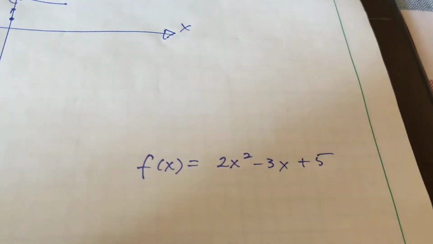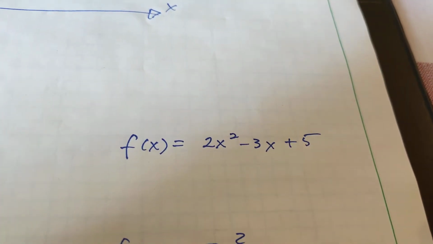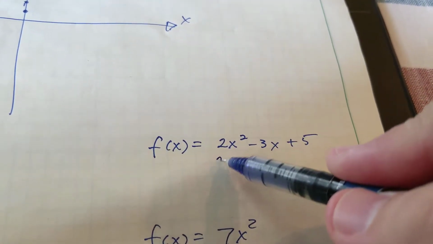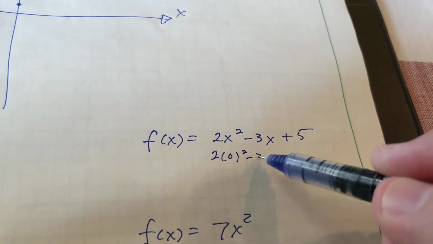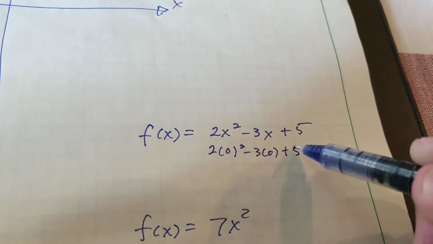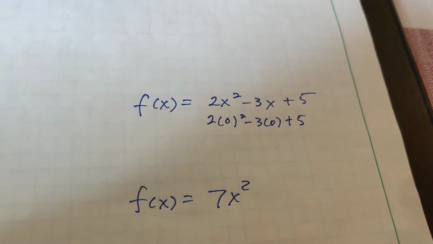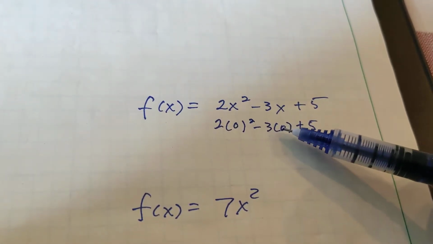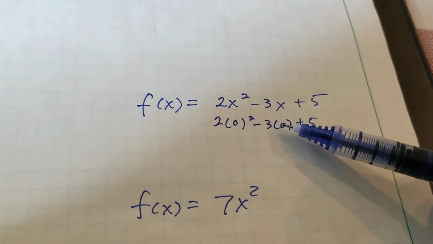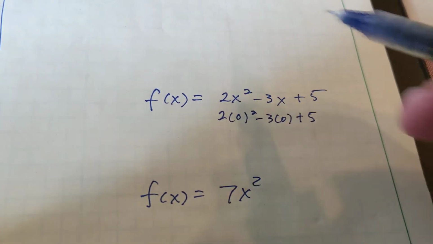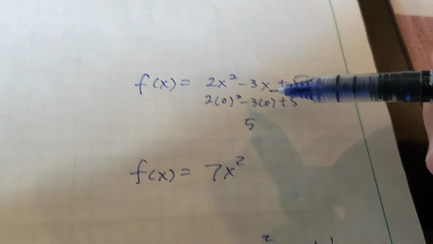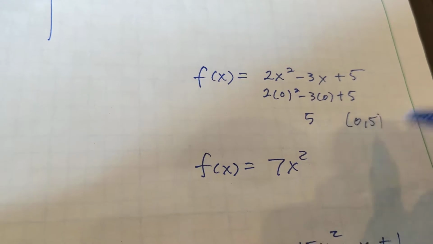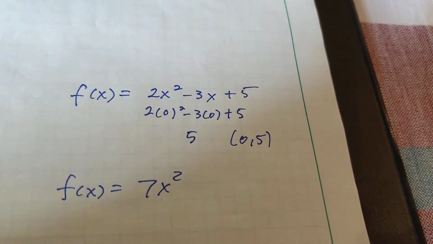So the fast way to find the y-intercept, let's say you're given a quadratic like this, if I want to know what is the y-intercept, all I have to do is substitute 0 in x's place and do the math. Well, 0 squared is 0, 0 times 2 is still 0, 3 times 0 is 0, 0 minus 0 is still 0, 0 plus 5 is 5. So on this equation, the y-intercept is 5. As an ordered pair, it's the point 0, 5.